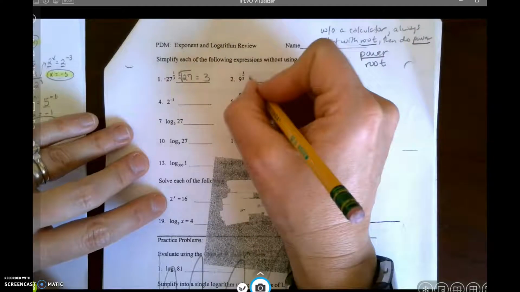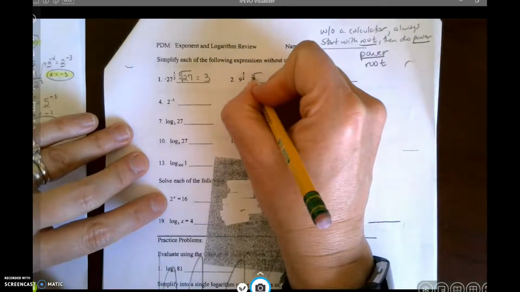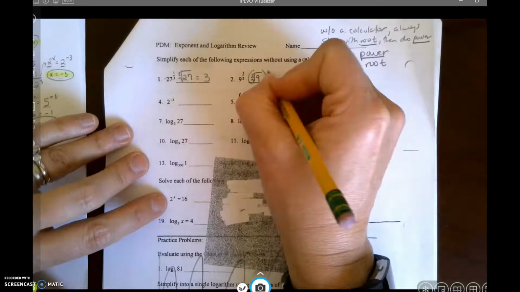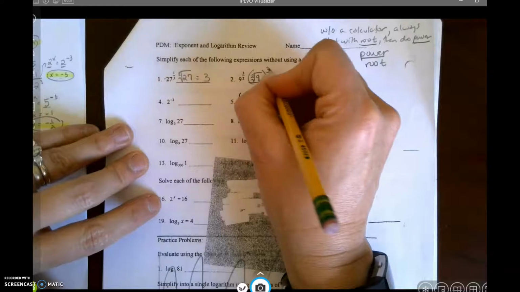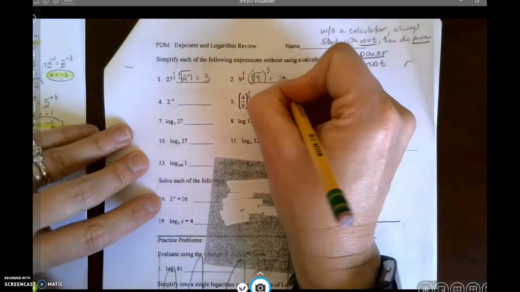3 times 3 is 9, 9 times 3 is 27. For number 2, because I want to start with the root, then do the power, I'm going to do the square root of 9, and then I'll cube that. Well, I know that the square root of 9 is 3, and then I know that 3 cubed is 27.